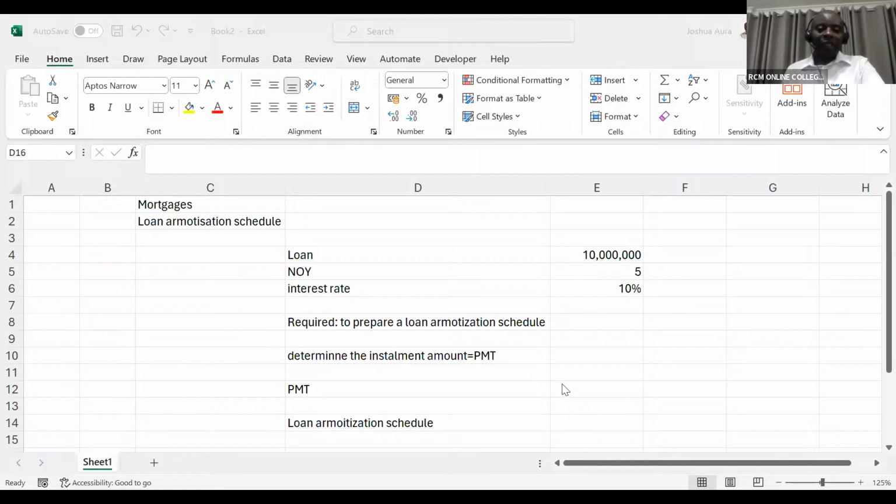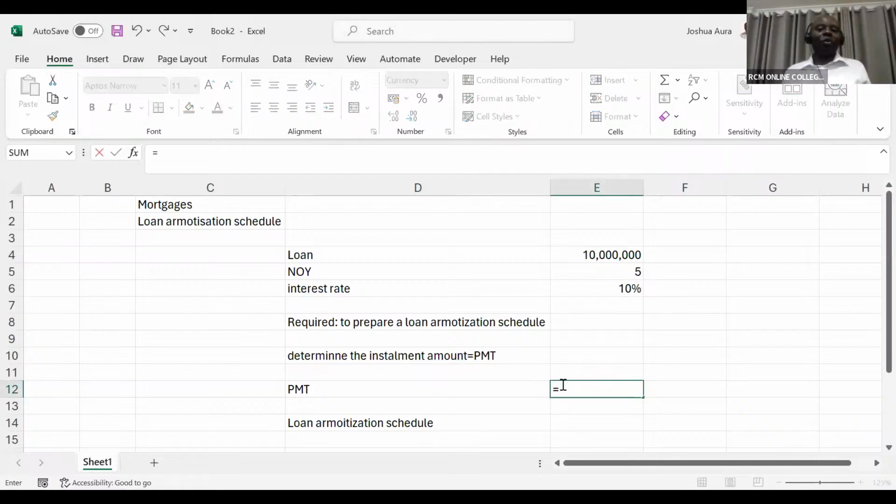So then what I want you to do is to write PMT. You look for a fresh cell here, and then you say equals, because you must start with equals. You look for PMT. You can see PMT payment has come here. So you double click it. And then it wants you to pick the rate, number of periods, and a present value, those three aspects, because these two are in square brackets, meaning that they are not mandatory.